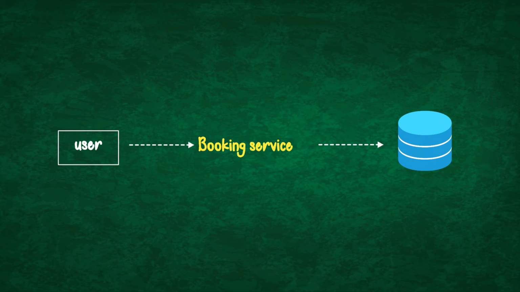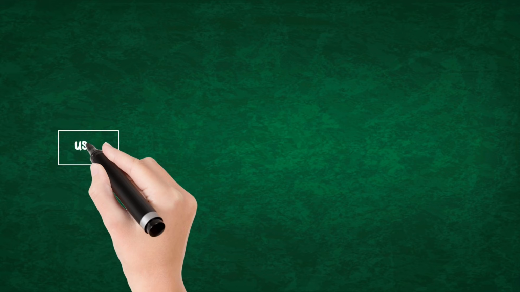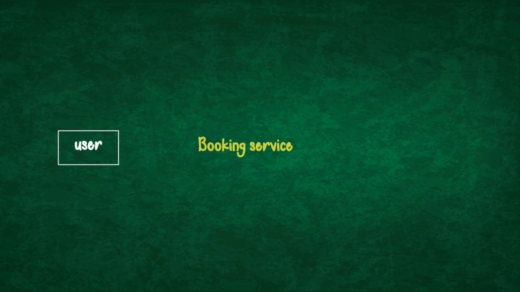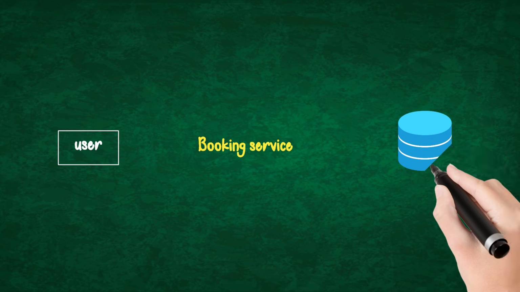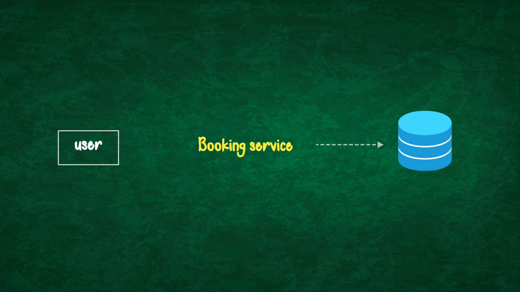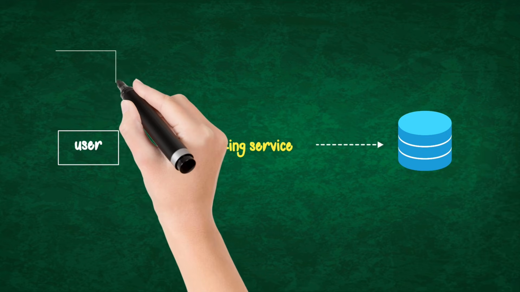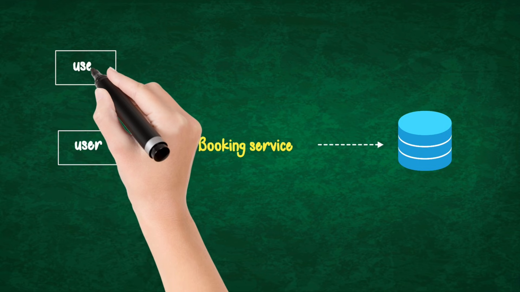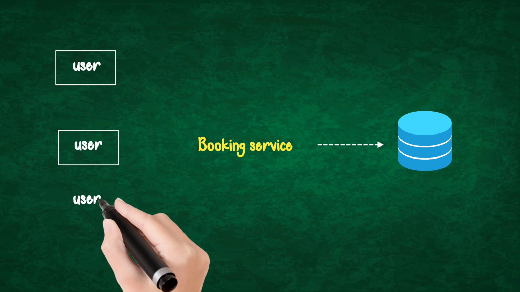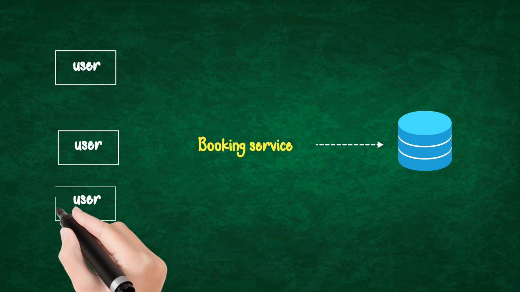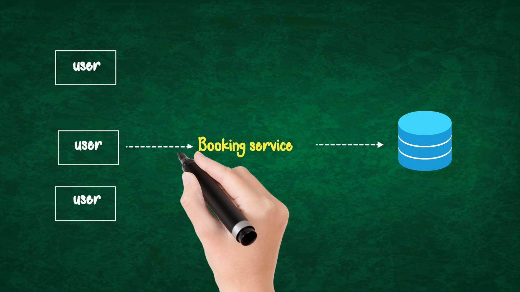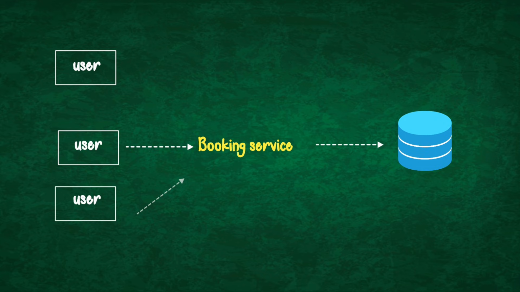Now imagine the same situation but with multiple users. So multiple users are trying to book movie tickets. Now, based on the app's architecture, those many requests will directly hit the booking service. Since all of this will happen concurrently, it will increase the load on the service, which might even result in the crashing of the application.